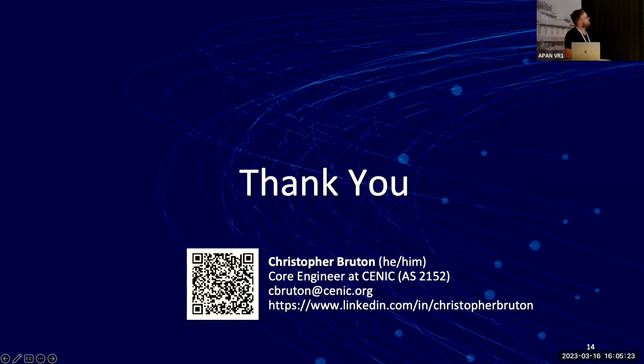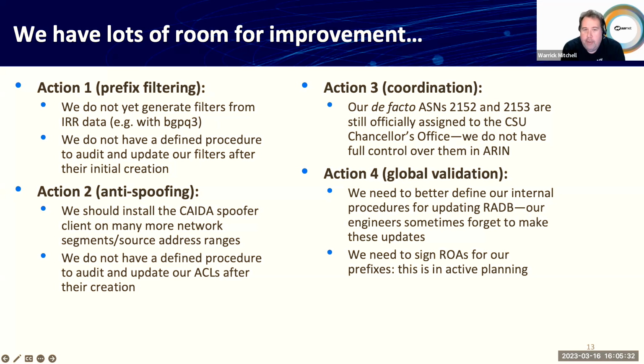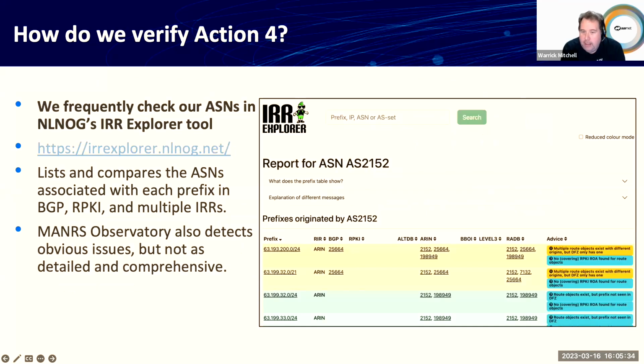Okay. Well, I'll add a couple. So the reason you saw in the IRR Explorer, the BBOI, that's actually an internet routing registry. Like Level 3's internet routing registry, RADB, ARIN, ALTDB, they're actually all internet routing registries. That's why that one appears there. I believe it used to stand for Broadband One Internet Provider in the US, but I'm not exactly sure if that's still the case. But that's why that one's there.